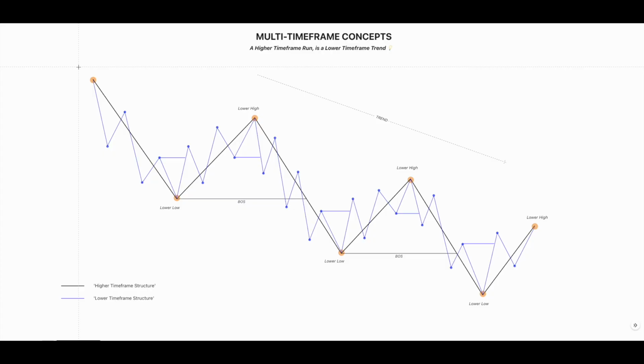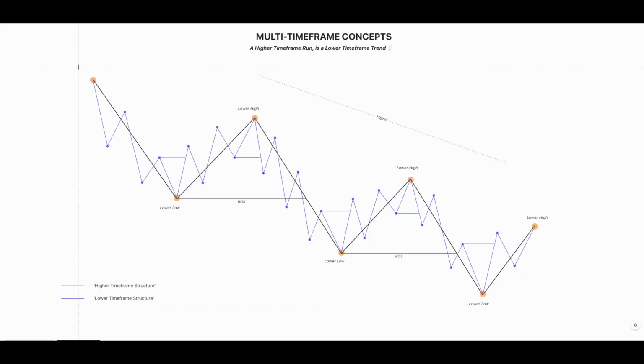Now, remember in the previous diagram, I explained that a trend is made up of a series of runs moving with trend and also against trend. So when we think about this concept, but from a multi-time frame perspective, we can see that a higher time frame run is in fact a lower time frame trend, right? So a higher time frame run is in fact a lower time frame trend. So what does this actually mean? Well, we can see that the black line, being those higher time frame runs, are making up a series of lower lows and lower highs.